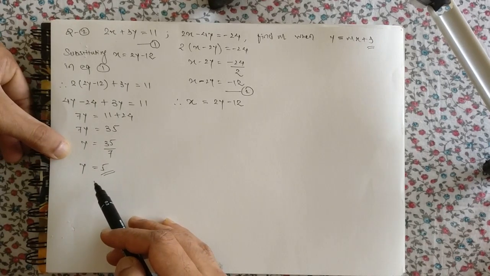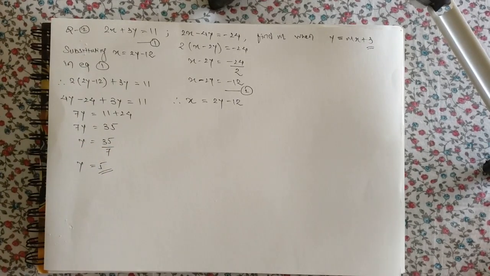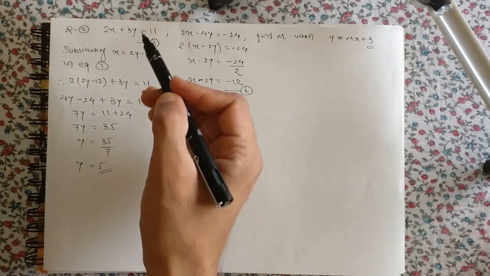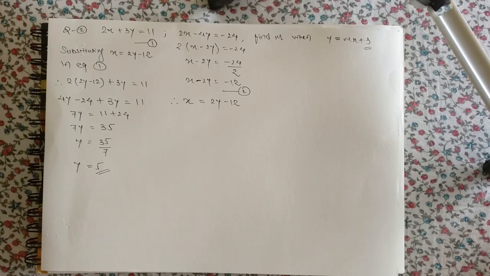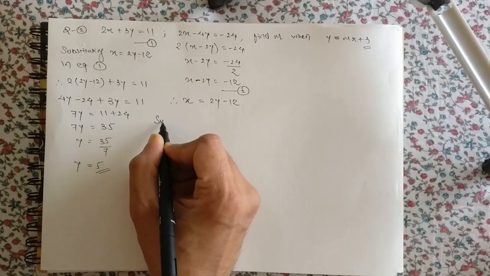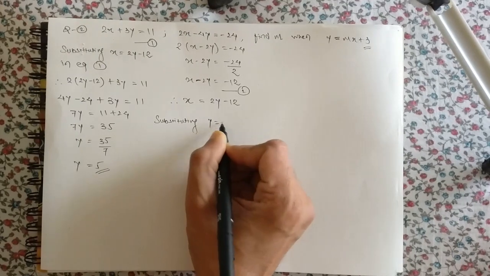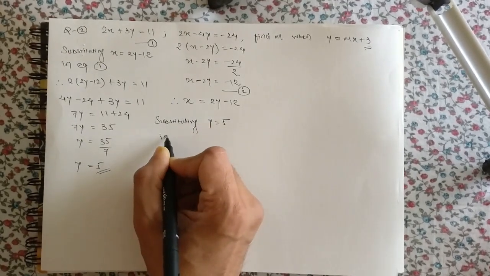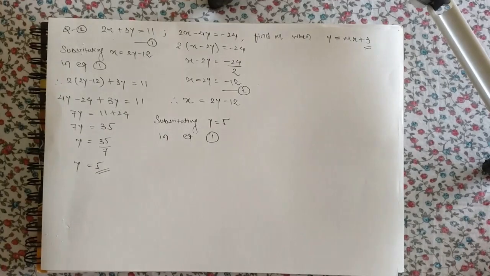Again we will substitute the value of y in any of the equations. Now see, there is no rule as such that the value of y should be substituted in equation 1 only or equation 2 only. You can substitute the value of y in any equation. You will get the value of x. The idea is to get the value of x, right? So what I'm going to do is write here, substituting y is equal to 5 in equation 1, let's say 1, no problem.